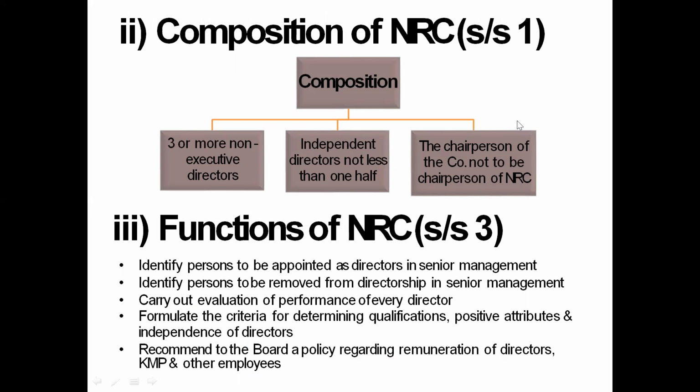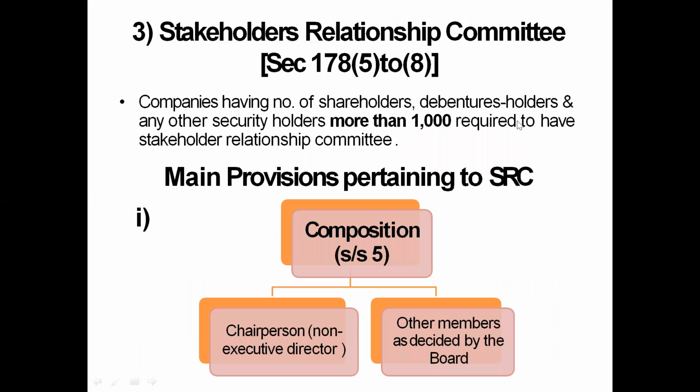The first function is to identify persons to be appointed as directors and in senior management, identify persons to be removed from directorship and senior management, carry out evaluation of the performance of every director, formulate the criteria for determining qualification, positive attributes, and independence of a director, and recommend to the board a policy regarding remuneration of directors, key managerial personnel and other employees.